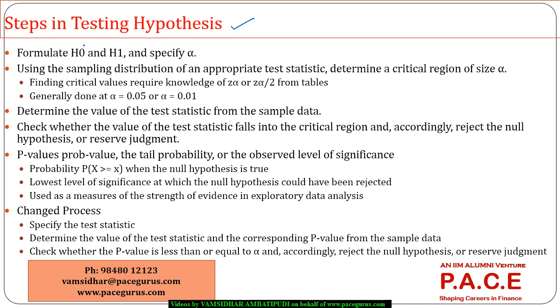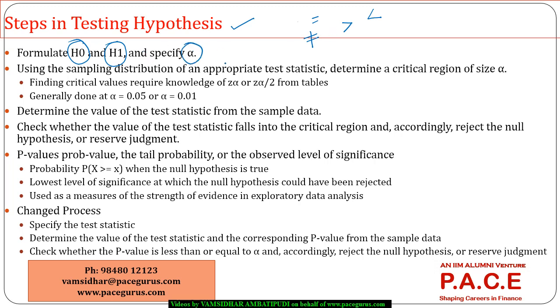The first step is I have to specify my null hypothesis and my alternate hypothesis. So the null hypothesis is always equal to, whereas my alternate hypothesis is either two-tailed, where we are setting it as not equal to, or it could be one-tailed, where it could be a greater than or less than kind of alternate hypothesis. But I have to specify them.